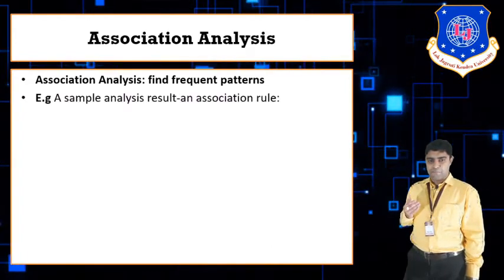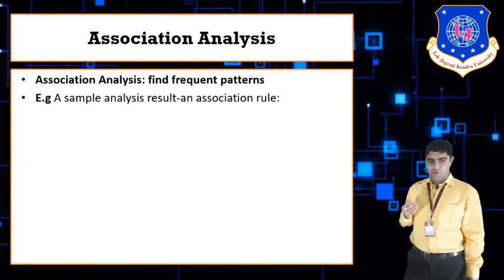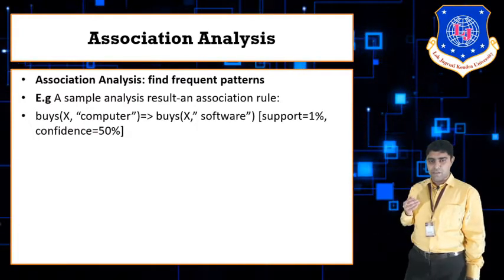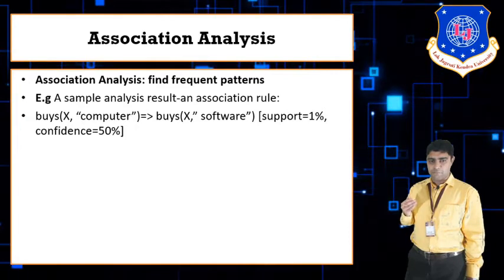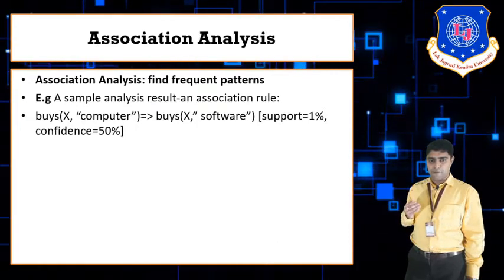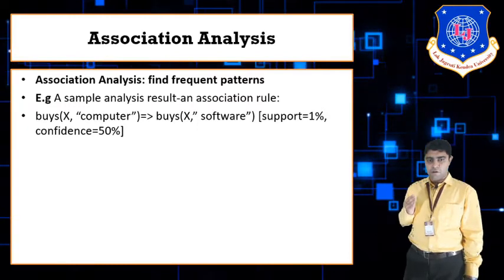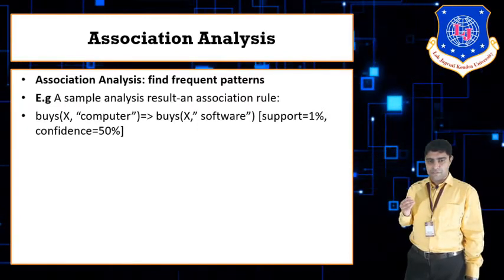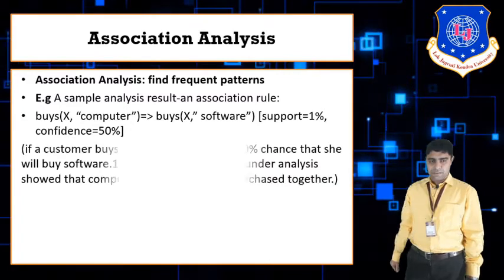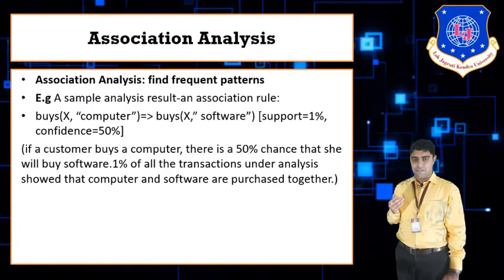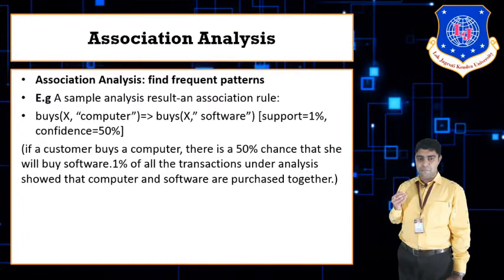Example, a sample analysis result and association rule. Buys X: suppose one person is buying a computer, then buys software. So support is 1% and confidence is 50%. This means that across the transactions for purchasing computer and software, support is 1% and confidence is 50%. If a customer buys a computer, there is a 50% chance that she will buy the software.